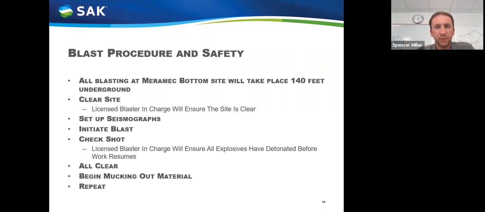Once it's gone off, our blaster in charge will go check it, make sure it's all clear, begin mucking the material out and repeat. The shaft is about 50 feet or so from the tunnel alignment. Figure a shot's about 6 to 8 foot. So you can kind of do the math that it'll take probably 10 shots, 8 shots or so to get back to the shaft. Now we'll do some trim shots, square it up and everything. So there'll be some smaller ones, but you're looking at like a month or 2 of blasting at this area.